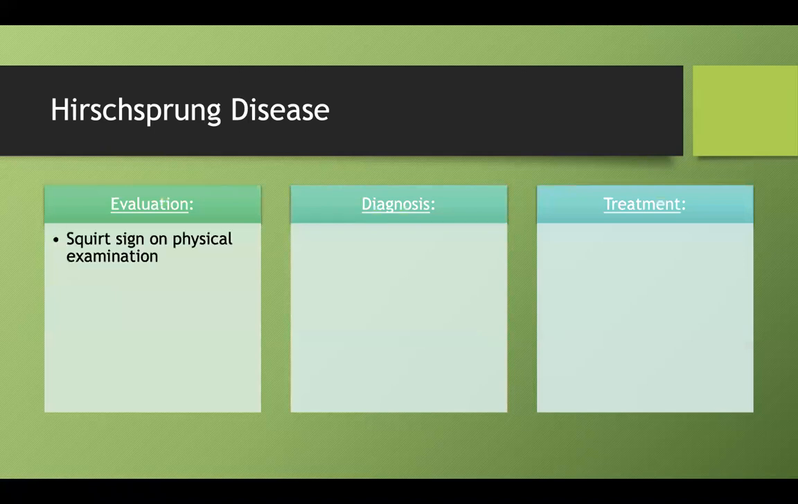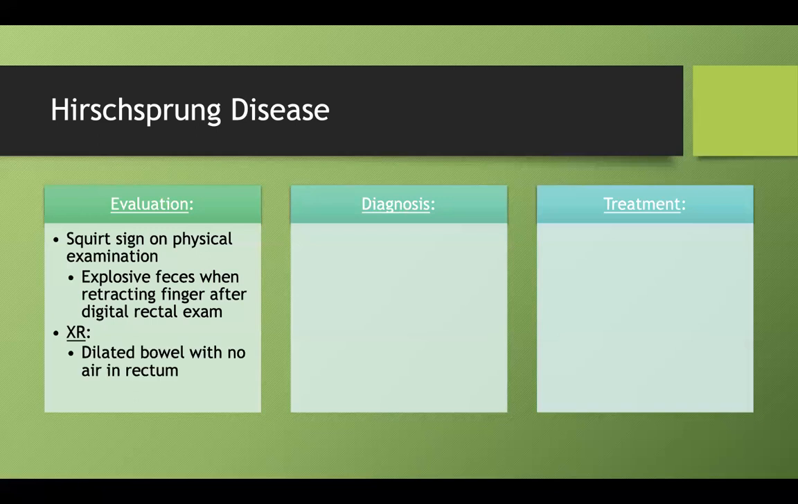When you evaluate this, there's a classic description of a squirt sign on physical exam. Basically, you do a digital rectal exam and nothing's wrong, but as you pull out of the anal canal, there's going to be an explosion of feces due to changes in pressure. On x-ray, you're going to see a dilated bowel with no air in the rectum, and you'll also see toxic megacolon like we showed earlier.